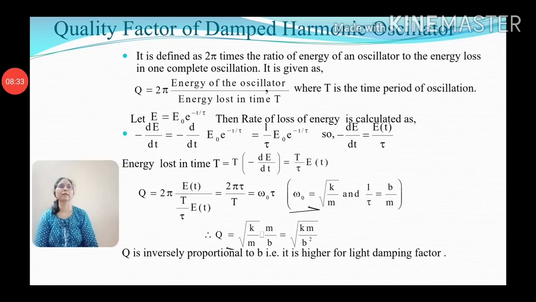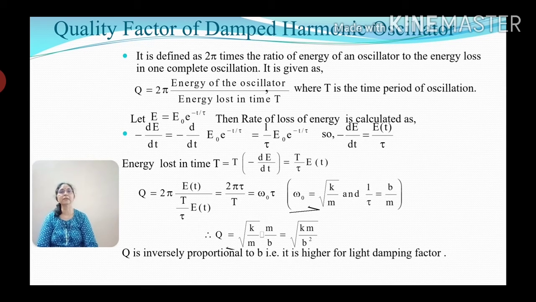Clear? Now, we will determine the quality factor of a damped harmonic oscillator. So, what is the quality factor? Quality factor Q is 2 pi times the ratio of the energy of an oscillator to the energy lost in one complete oscillation. It is given as Q is equal to 2 pi times energy of an oscillator divided by energy lost in one time period, where T is the time period of oscillations.